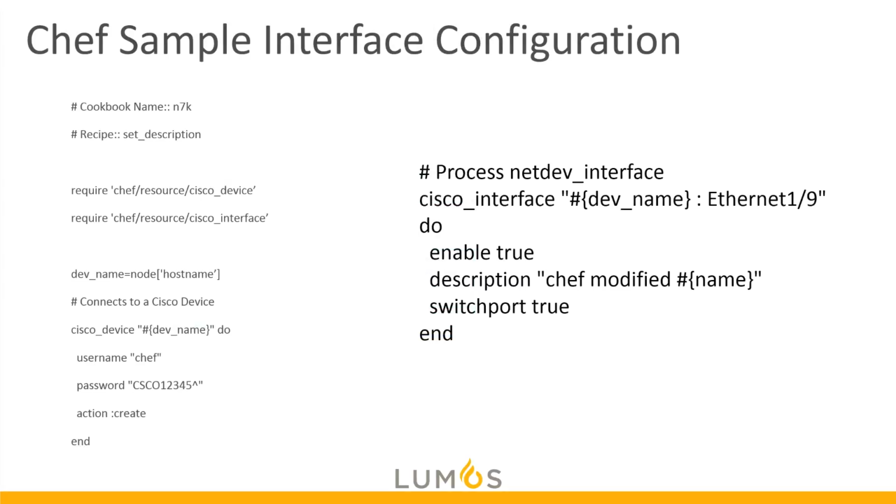As an example of, for instance, the configuration of a Cisco Nexus 7K device, we have, of course, some comments for the cookbook name and the recipe, and then essentially a require, so what subcomponents or what dependencies we're requiring, what the device host name is, and then how we're connecting to the device with username, password, and applying configuration to an interface Ethernet 1/9. Basically setting the description and setting switchport enabled.